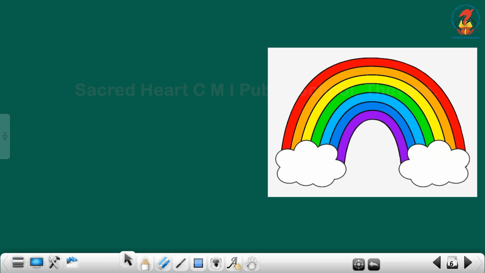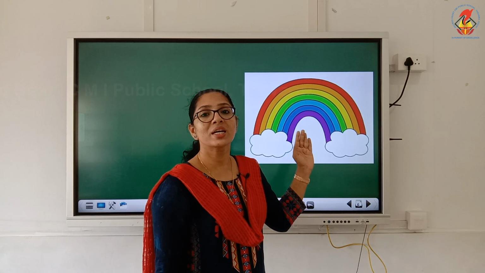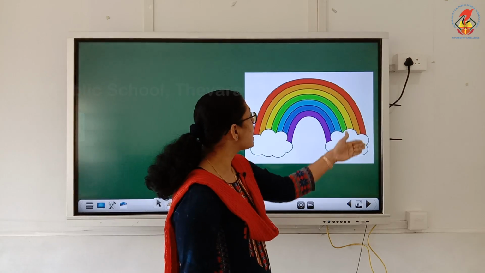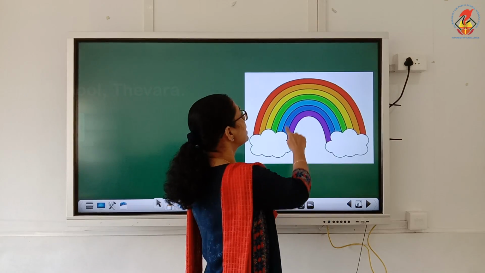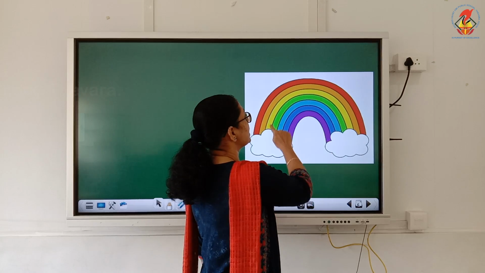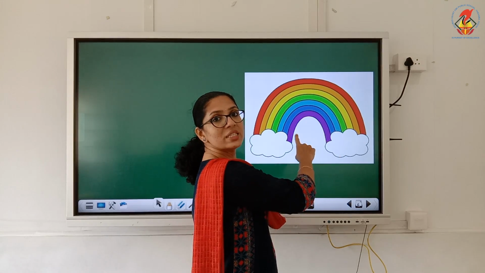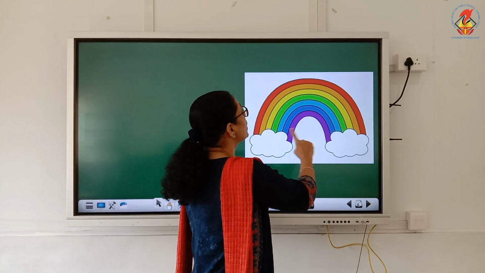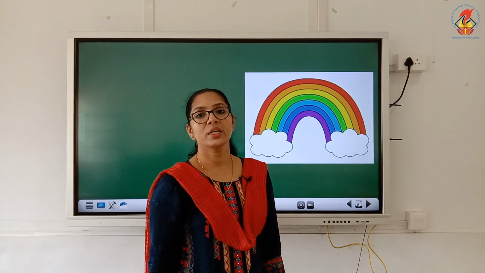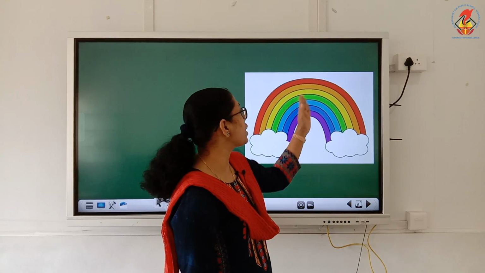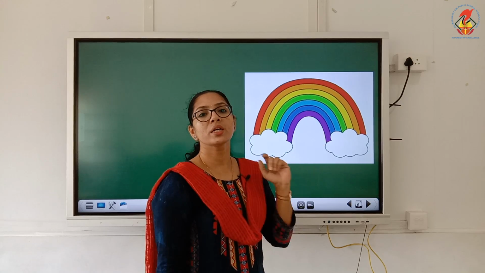Now see this picture. What is this? Rainbow. The curve is facing down. ഓരോ curveും താഴേക്ക് ഫേസ് ചെയ്താണ് ഇരിക്കുന്നത് അല്ലേ? So this is also downward curve. The rainbow is also in the shape of downward curve.